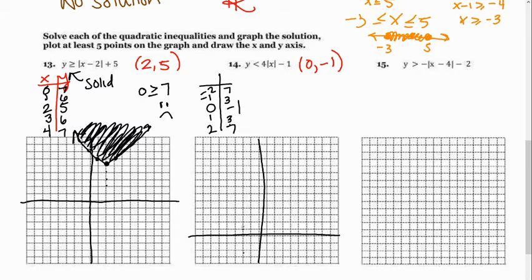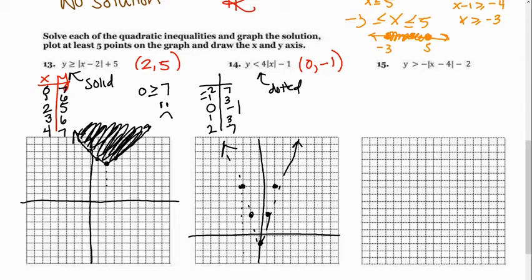So -2, 1, 2, 3, 4, 5, 6, 7. 1, 2, 3, 7. This should be a dotted line. You're going to use a ruler and make it look better than mine.